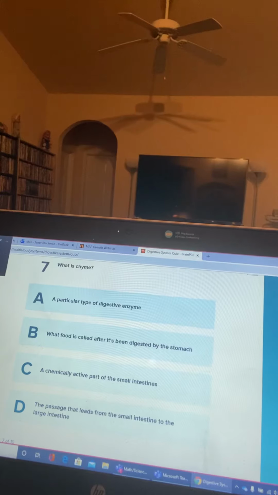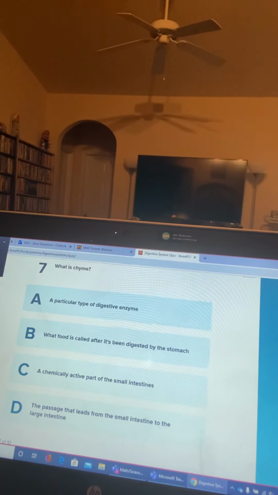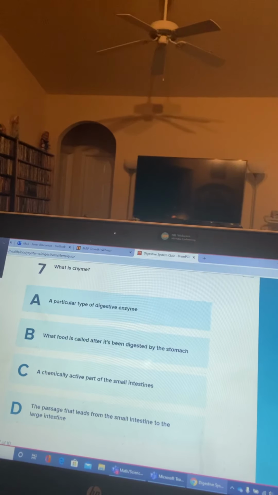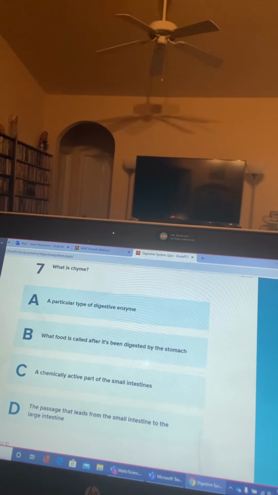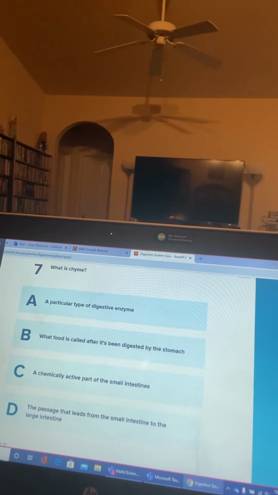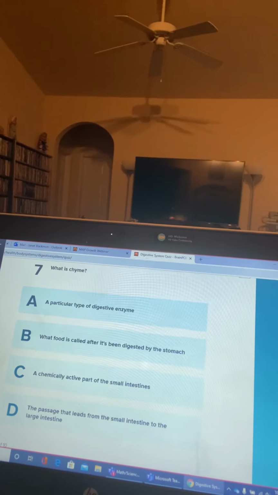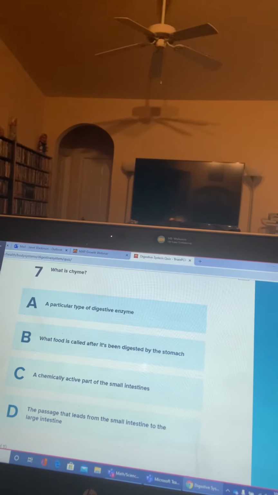Number 7, what is chyme? Is it a particular type of digestive enzyme? Is it the food? What food is called after it's been digested by the stomach? Is it the chemically active part of the small intestine? Or is it the passage that leads from the small intestine to the large intestine?